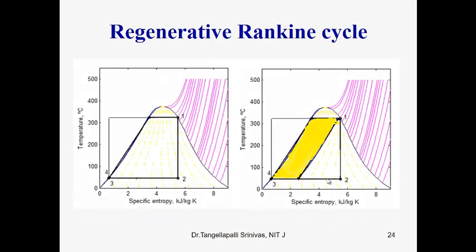And the third option of increasing the thermal efficiency of the Rankine cycle is regeneration. Regeneration is the phenomenon of raising the feed water temperature before entering the boiler. When the temperature of the feed water is increased, the heat supply to the boiler will decrease. Finally, it leads to improvement in the thermal efficiency.